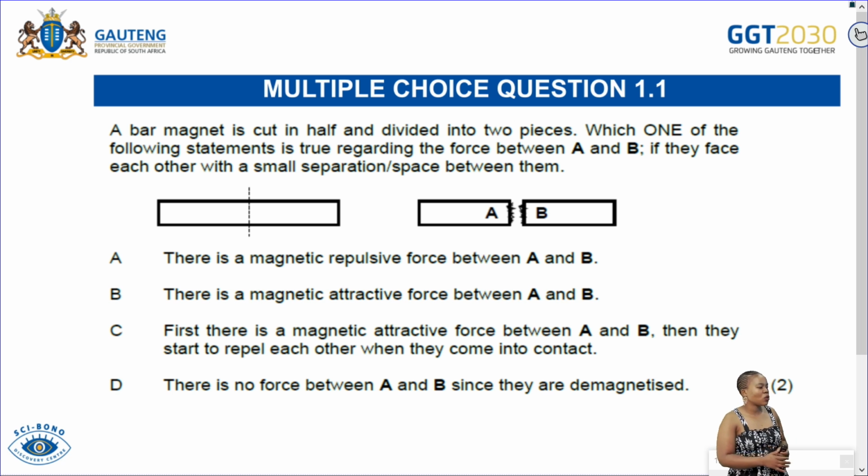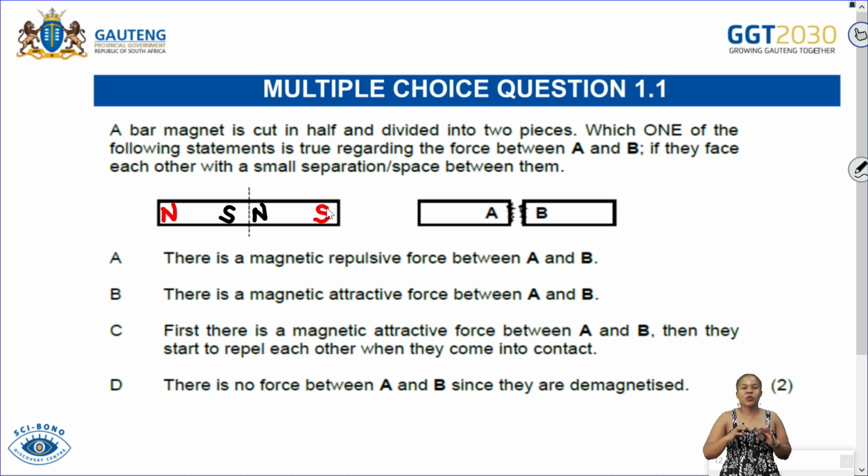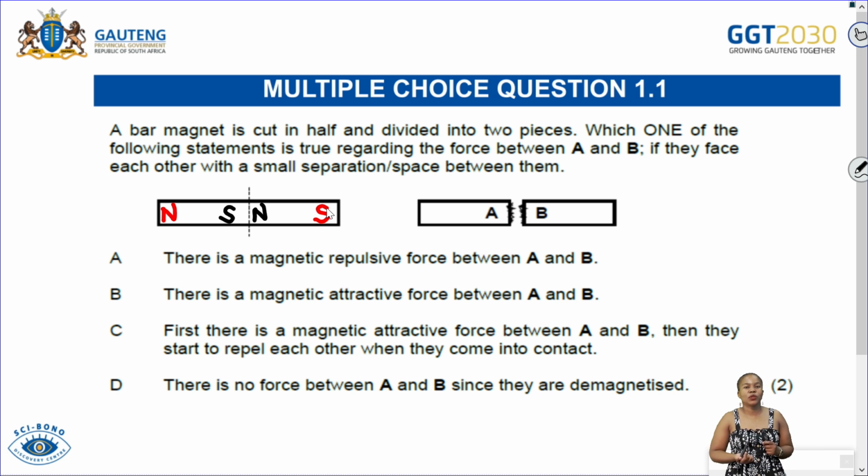Okay, so rest assured, over here you had your north and then you had your south. Now, when it is cut into tinier pieces, this will be your north and this will be your south, because now each and every piece will have that. So these are unlike poles and therefore will do what? Will attract.